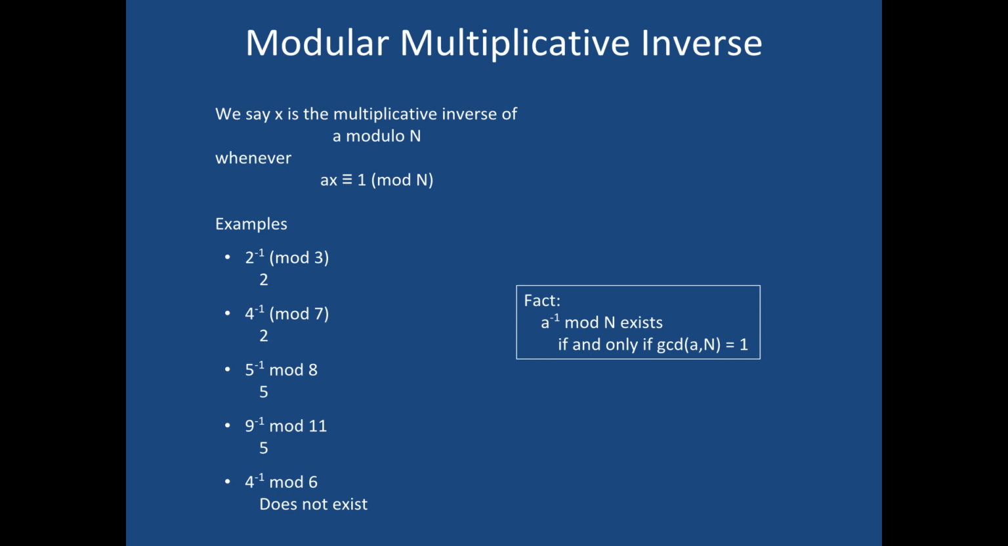I'm always surprised, even after talking about this for several days, that students will answer a question like "5 inverse mod 8" with 1/5. Okay? Don't do that. I'm not asking for a fraction. It's another integer.